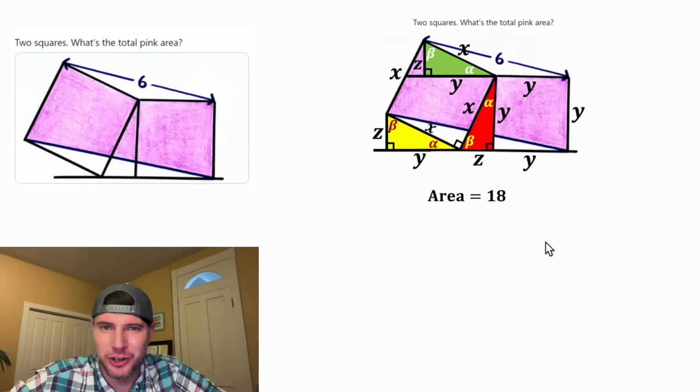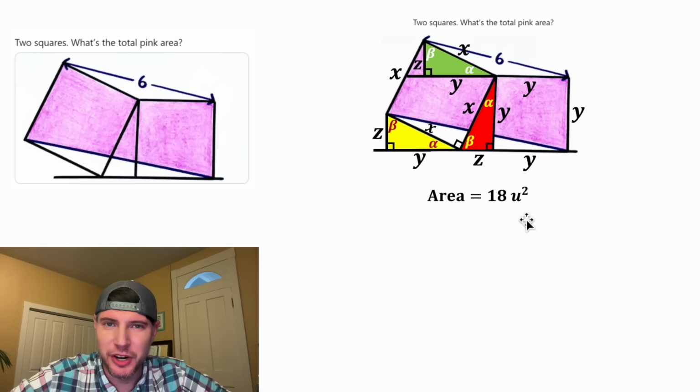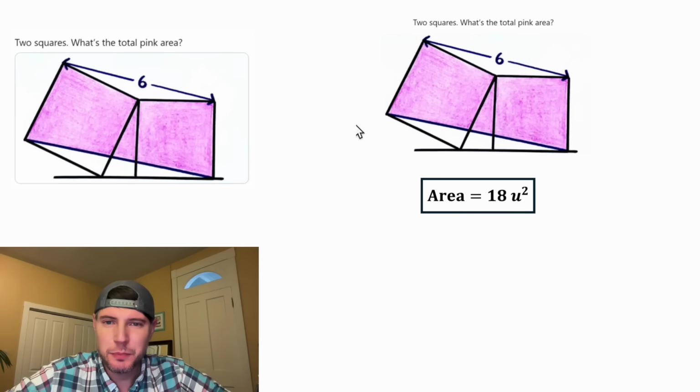And that is the answer to our question. Let's give it a label of square units and put a box around it. This pink region has an area of 18 square units.